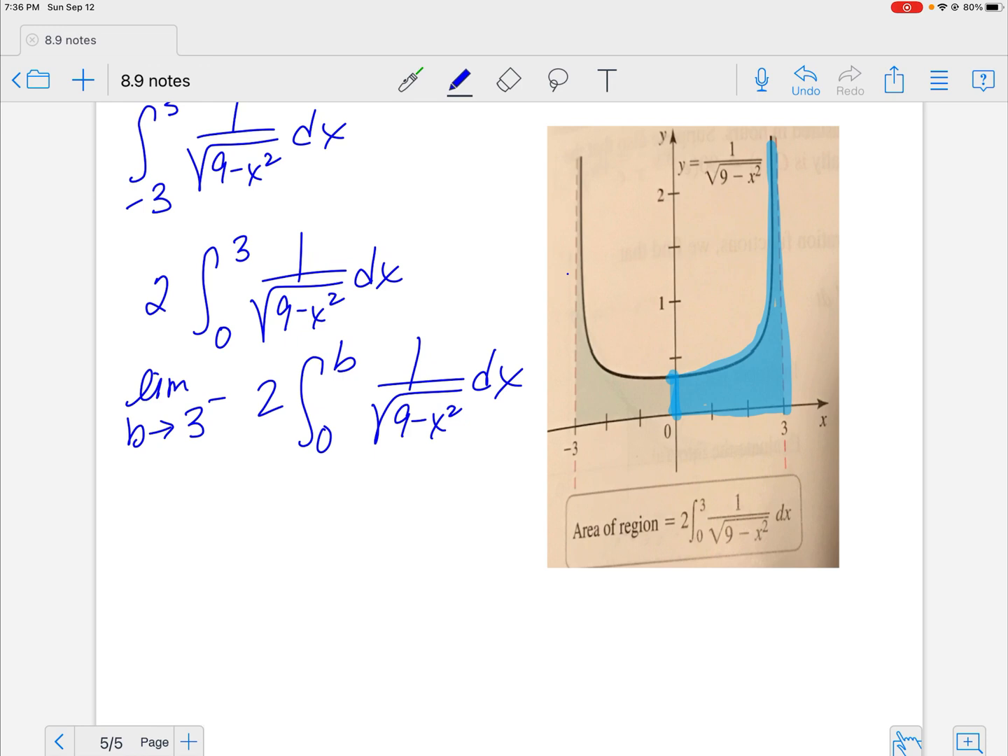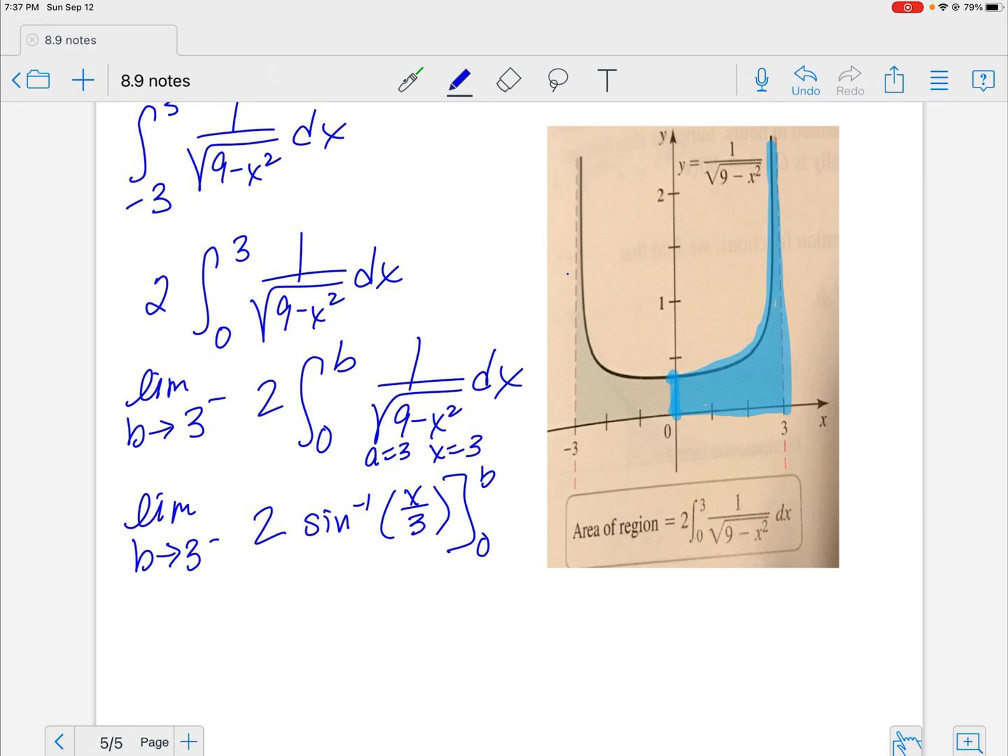So what's that pattern? The square root of 9 minus x squared, what is that? Yeah, inverse sine, right? We already learned that, and they'll keep coming up. Anything you learn is fair game. So the limit as b approaches 3 from the left, I've got this 2. Now we've got inverse sine, and remember a is equal to 3. X is just x, and for inverse sine there is no 1 over a in front. It's inverse sine of x over 3, and then I'm going on my bounds from 0 to b, and then we just get to plug it in.